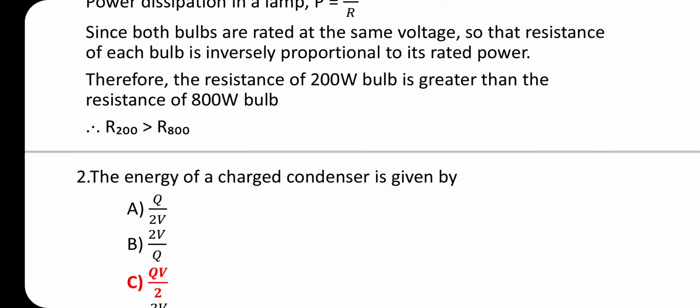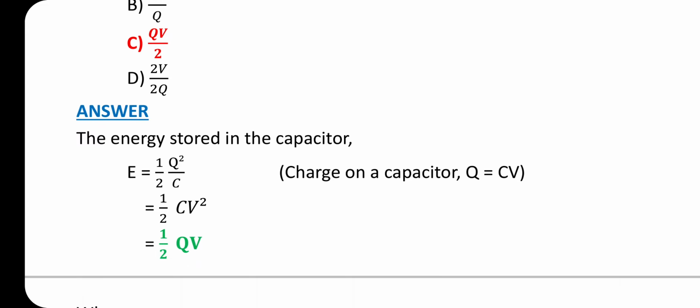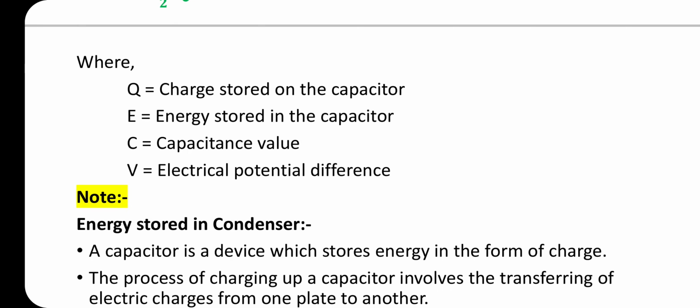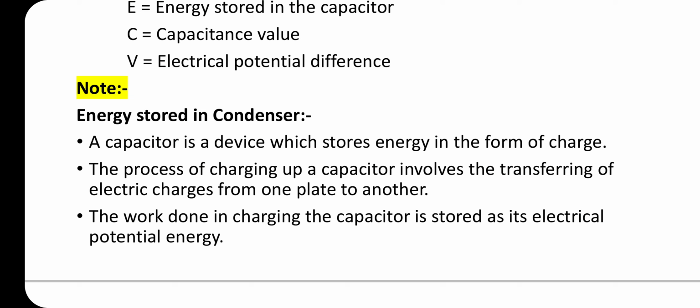Question number 2. The energy of a charged condenser is given by C equal to QV by 2. The energy stored in the capacitor E equal to half Q square by C. We know the charge on a capacitor Q equal to CV. Substitute this equation, we get E equal to half CV square. Again substitute Q equal to CV, we get E equal to half QV. Where Q is the charge stored on the capacitor, E is the energy stored in the capacitor, C is the capacitance value, and V is the electrical potential difference.